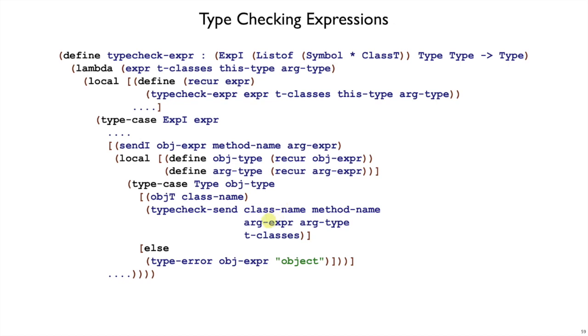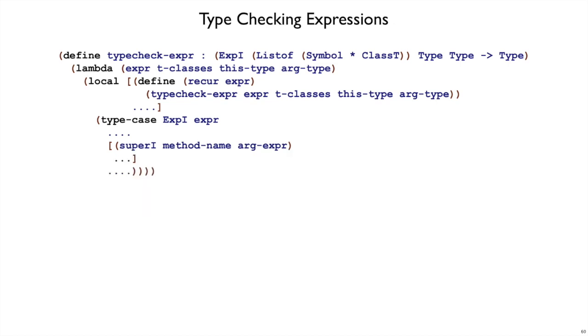And we have an argument expression, and we pass that along just for error reporting, because what matters is the argument type. But if this type doesn't match what the method is expecting, then we want to report an error related to that expression. And then in the process of type checking this, we may need to consult the class declarations. After all, we'll need to find the class name and find the method that is declared in that class.